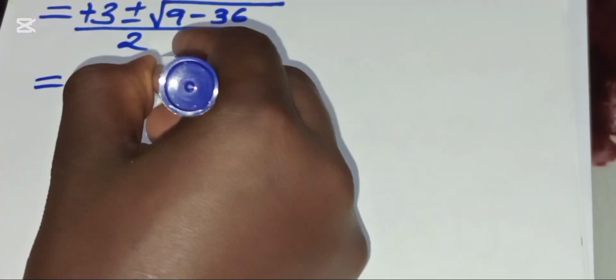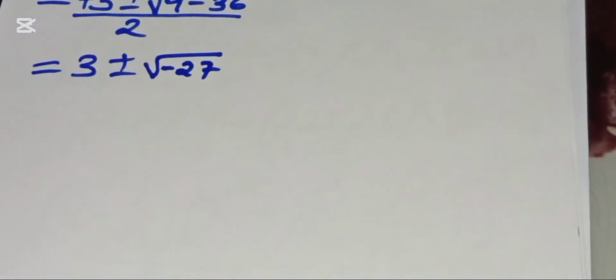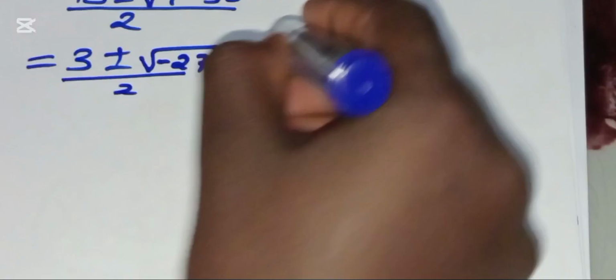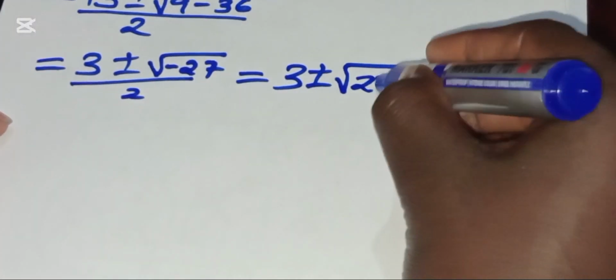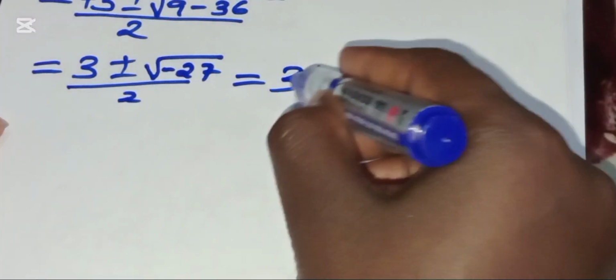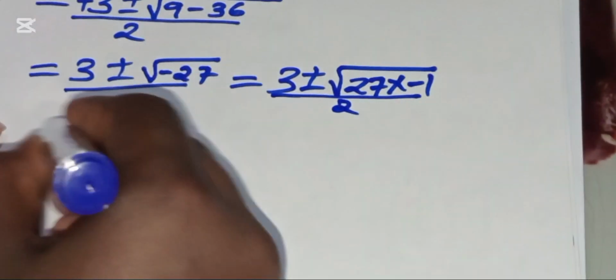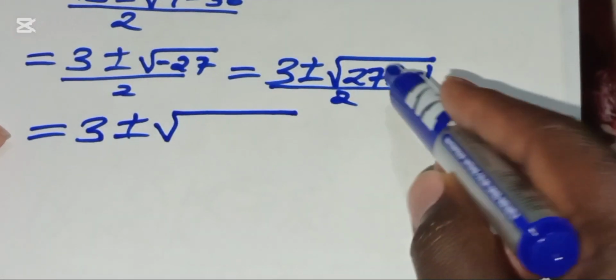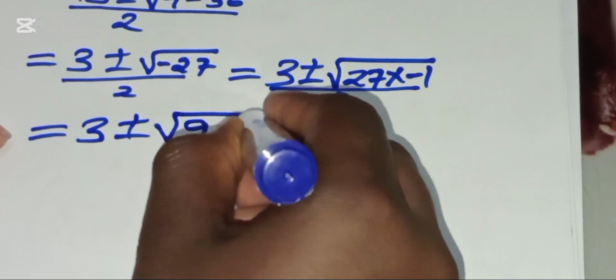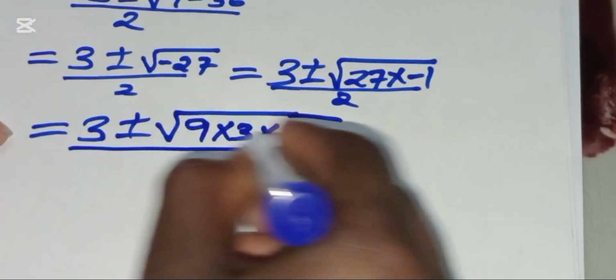So we have 3 plus or minus the square root of negative 27, which comes from 9 subtract 36, so this is negative 27, divided by 2. So this is equal to 3 plus or minus, we can express negative 27 as 27 times negative 1, divided by 2. And this follows as 3 plus or minus the square root of 27, which can be expressed as 9 times 3 times negative 1, divided by 2.